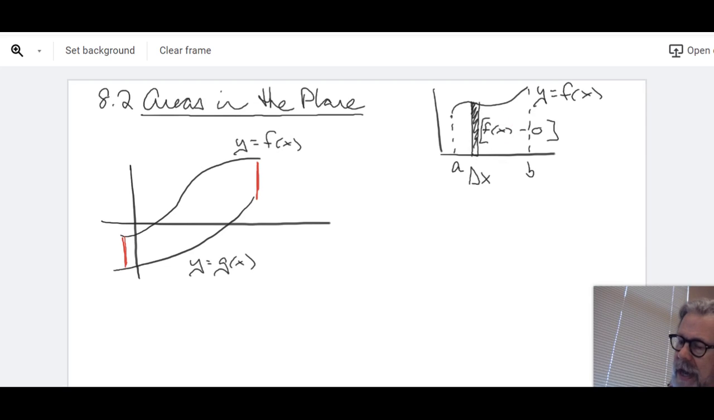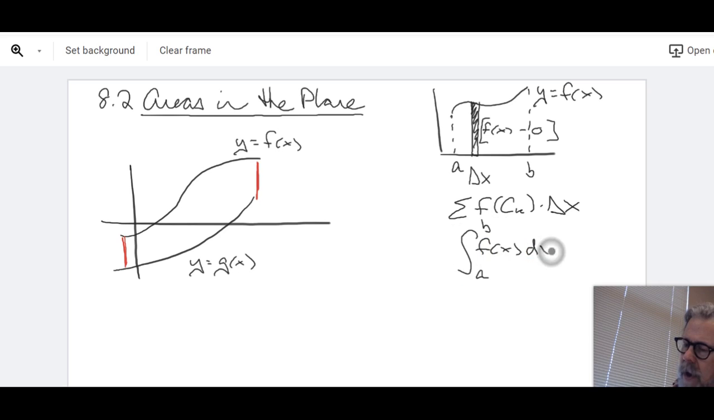The width is delta x, and we get the sum of the f of c sub k times delta x, assuming constant widths, and we turn that into the integral from a to b of f of x dx. Hopefully that concept is pretty easy and straightforward for you now.